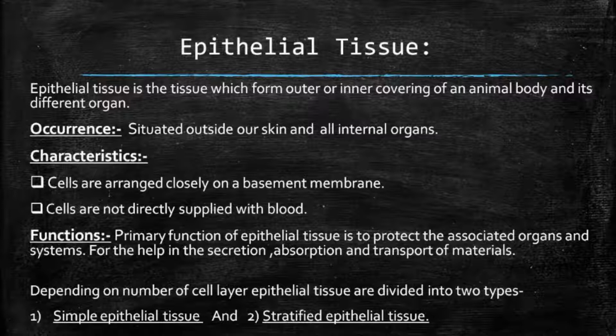Functions of epithelial tissue. Primary function of epithelial tissue is to protect the associated organs and systems, and they also help in the secretion, absorption and transport of materials. Depending on the number of cell layers, epithelial tissues are divided into two types. Number 1, simple epithelial tissue and number 2, stratified epithelial tissue.